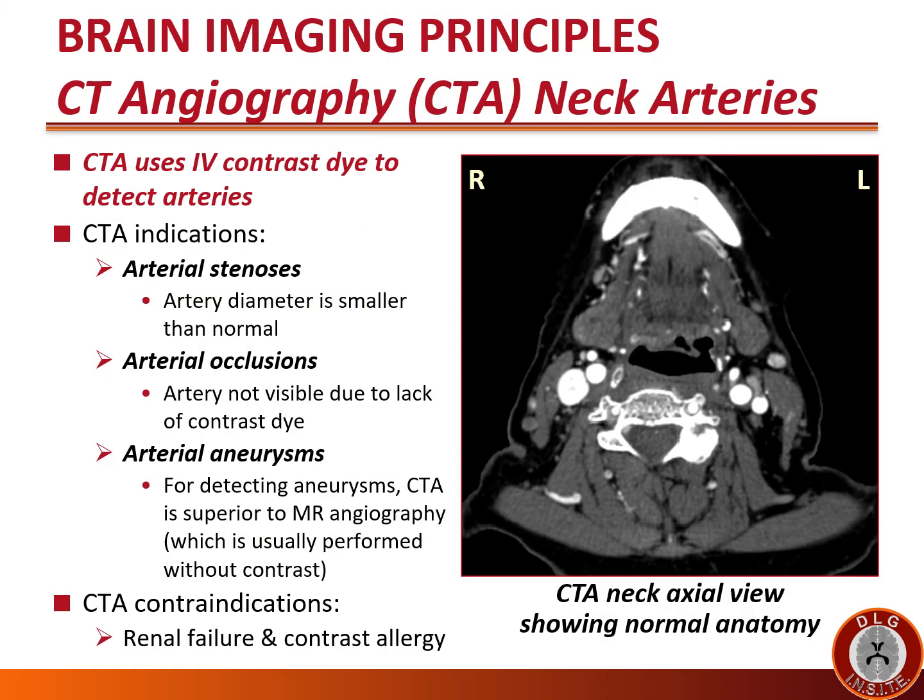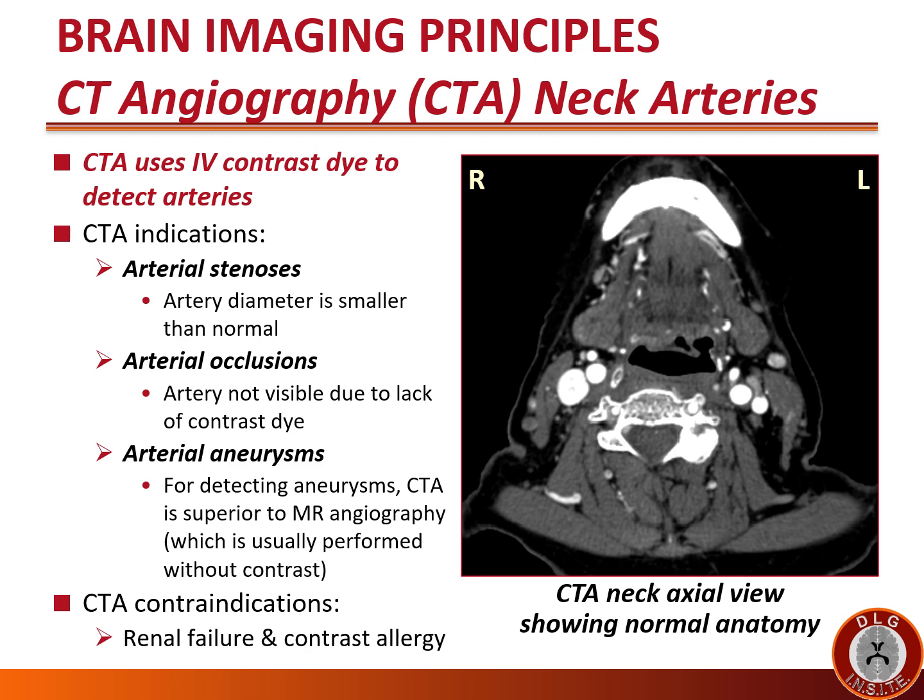Brain imaging includes imaging of the arteries. CT angiography, or CTA, may be performed of the neck arteries, for example. CTA uses IV contrast dye to detect arteries. The indications for CTA are arterial stenoses, when one is looking for an artery diameter smaller than normal. Artery occlusions, where the artery is not visible at all due to lack of contrast dye going through the artery.